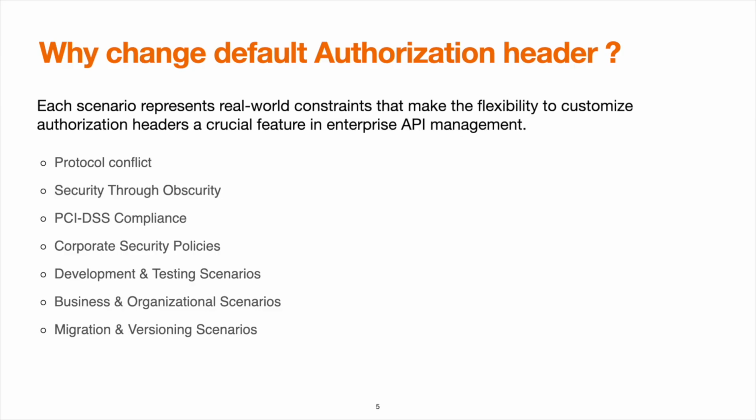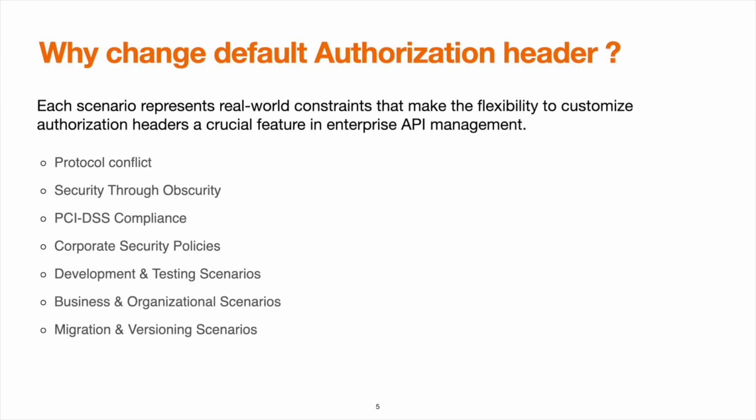Development and testing scenarios: there can be a scenario where development, testing, or production environments use specific headers like x-staging-auth or x-test-token for automated testing pipelines. Business and organizational scenarios: there are some business scenarios, such as merging systems from acquired companies with different authentication standards, and we need to standardize them.